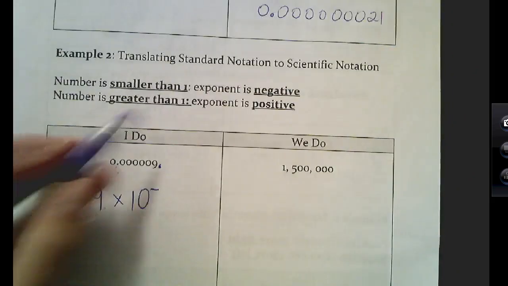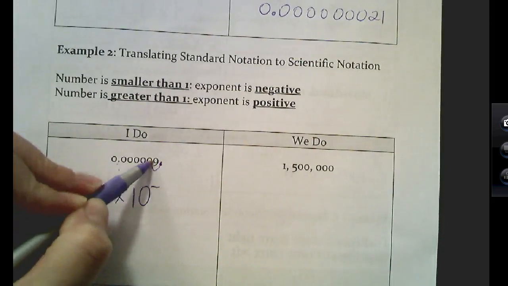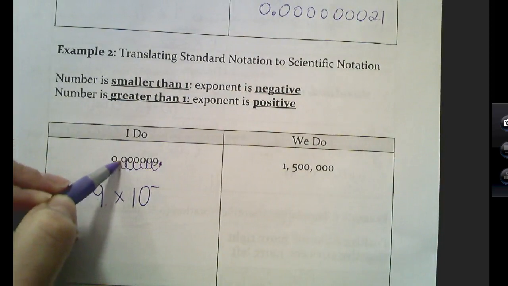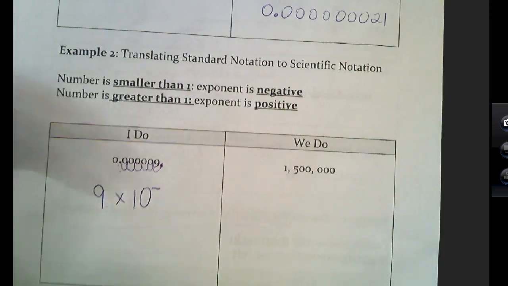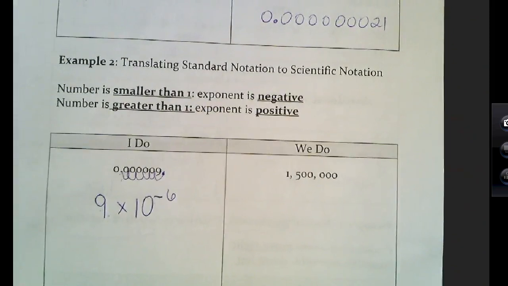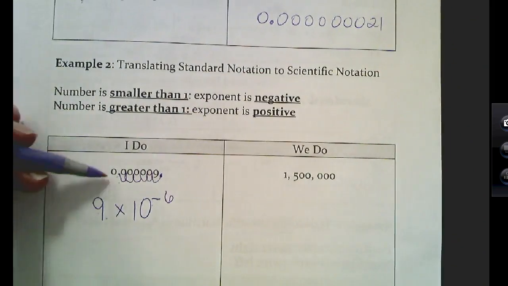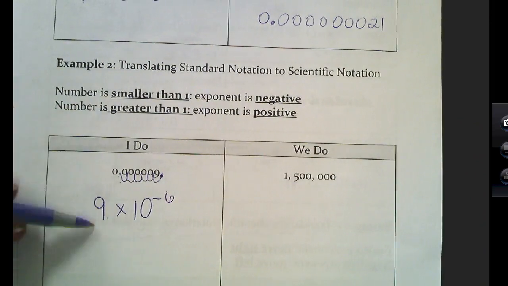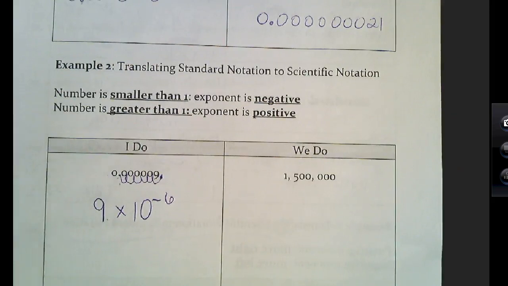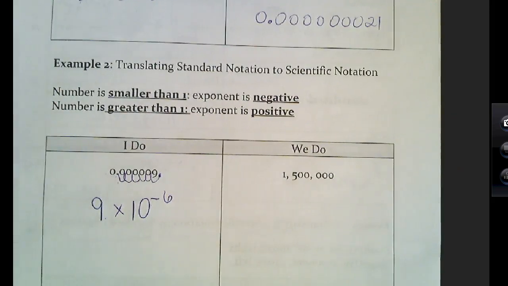And now let's go ahead and count how many spaces we moved it. 1, 2, 3, 4, 5, 6. So you guys counting 6 loops? So it's going to be 10 to the negative 6th power. So you just took standard notation and wrote it as scientific notation. We're going to do another one.